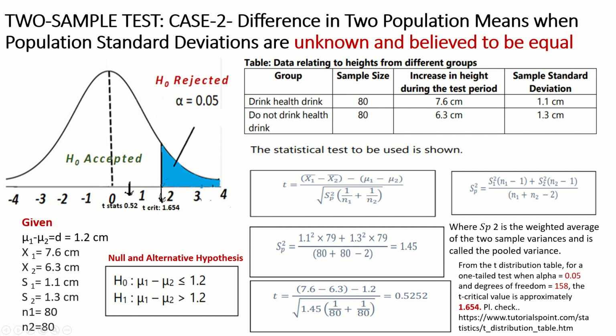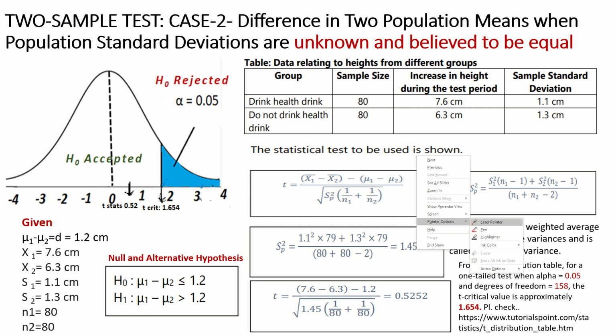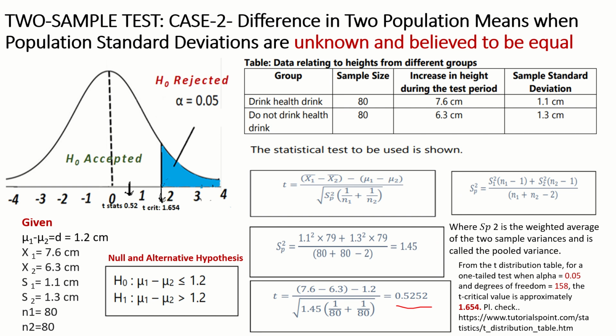And what is the T we have got? T calculated, we have got it as this. This is the T calculated. Obviously it falls in the acceptance region, therefore we can say that H0 is accepted. Here T statistic, or T calculated, is less than the T critical. So we are going to accept H0. This is a case that we have handled.